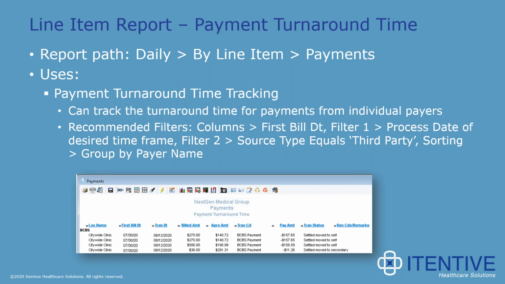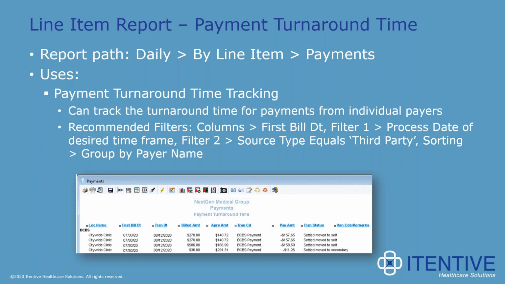The columns that you need to see on this report are going to depend on your practice's policies. First, I would always recommend that you add that first bill date column, and that's going to show you when that line item was actually first billed out. And then to see when that payment was received, depending on your practice, you may need to use the process date, the transaction date, or maybe even that post date column.